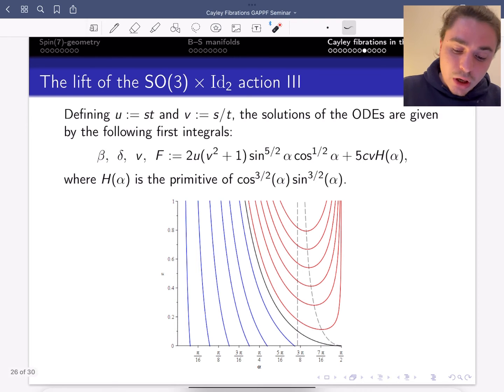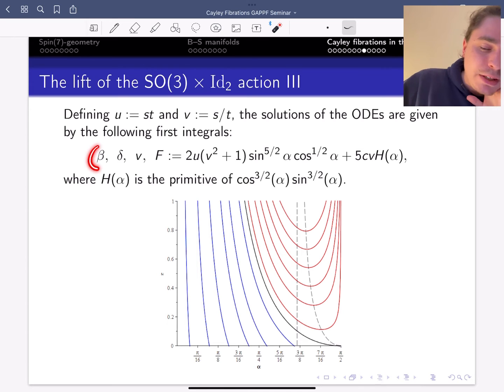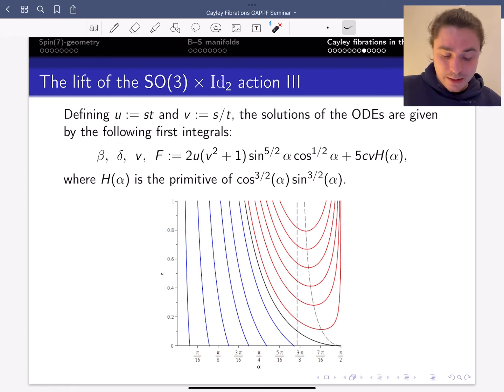Finally, the topology of the red line is clearly an S3 times R. So by working out beta, delta, and v, we can also deduce that the parametrizing space is topologically an S4, that the singular fibers are S2 times S1, but it shouldn't be that surprising because, well, beta is the S1 and delta and v are going to give us an S2 by the Hopf fibration argument.